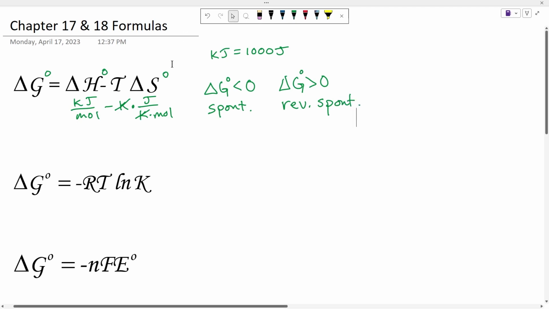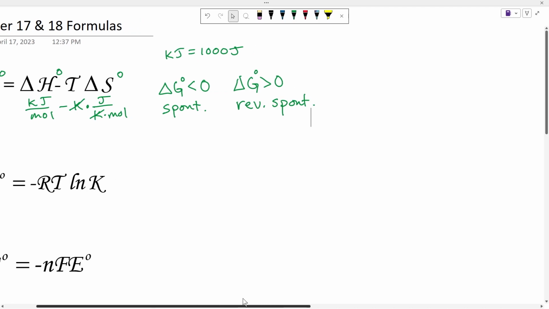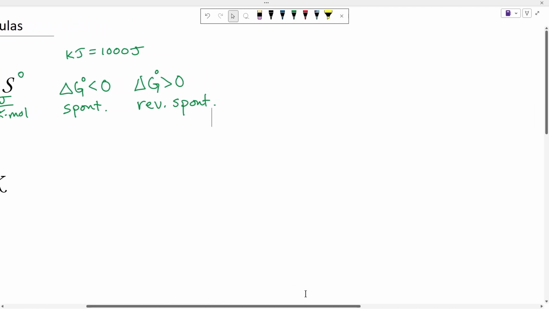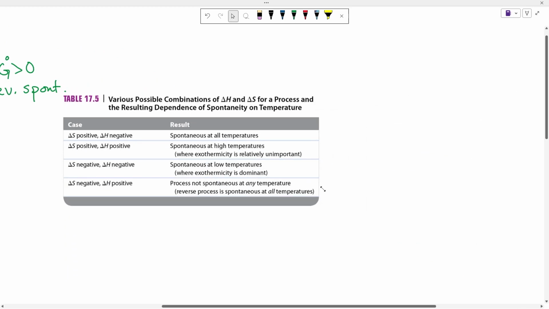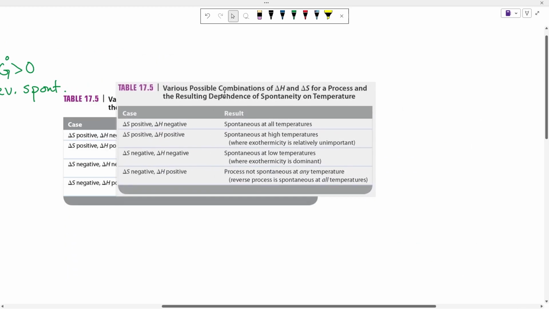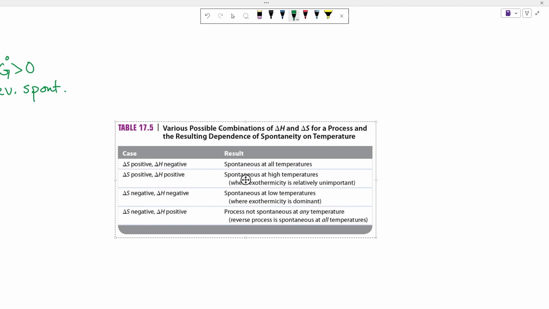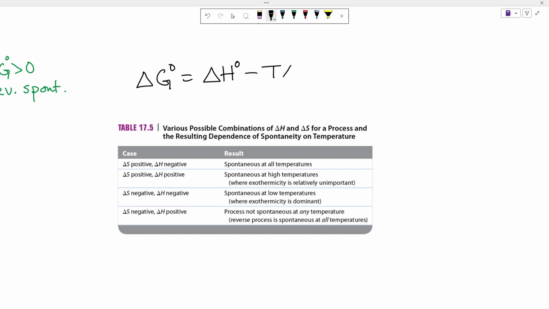So speaking of spontaneity, another thing we should remember is the scenarios. Oh wow, that's big, isn't it? Let's make it smaller. So let's do this. We're going to write our delta G equals delta G standard equals delta H minus T delta S, and we'll go through each of these scenarios in the order listed here.